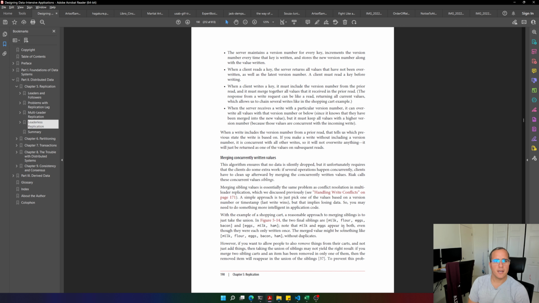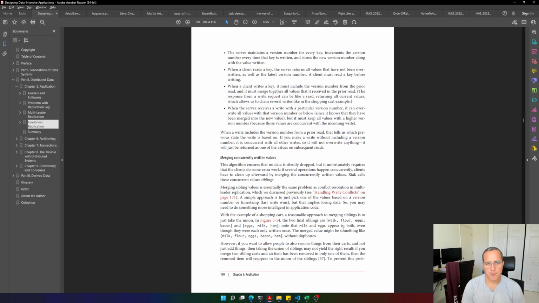When the server receives a write with a particular version number, it can overwrite all values with that version number or below, since it knows that they have been merged into the new value. But it must keep all values with a higher version number, because those values are concurrent with the incoming write. When a write includes the version number from a prior read, that tells us which previous state the write is based on. If you make a write without including a version number, it is concurrent with all other writes, so it will not overwrite anything. It will just be returned as one of the values on subsequent reads.